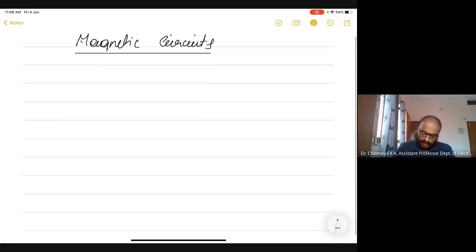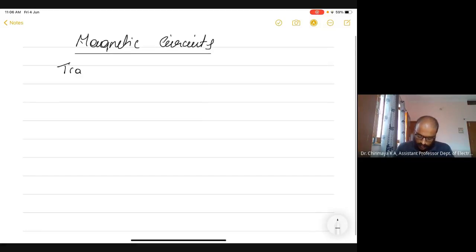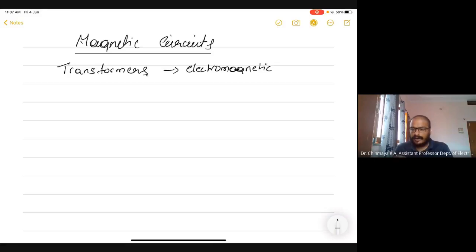The first one is transformers. These are electromagnetic. In a transformer, electrical energy is converted into magnetic form and then from magnetic form into electrical form. This is for the purpose of isolation, as we can obtain isolation between primary and secondary. The other one is motors or generators. This basically converts electrical energy into mechanical energy with an in-between conversion to magnetic.